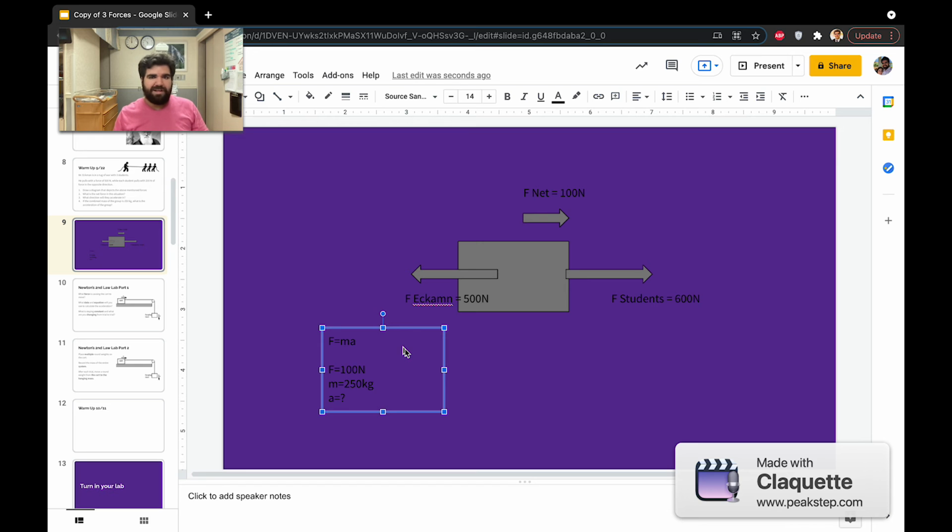If I plug that in, I'm getting 100 equals 250A. Solve for A, I divide 250 on both sides. I'll get 100 divided by 250. If I put that into a calculator, I get 0.4 meters per second squared. That is my acceleration of this system.